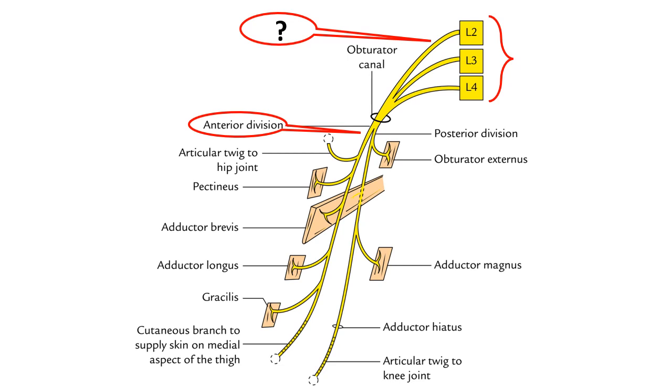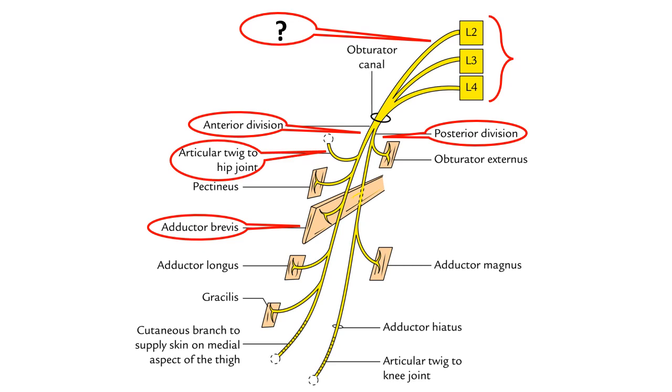The obturator nerve comes out of the pelvis and enters the adductor medial group of muscles and divides into anterior division and posterior division at the upper border of adductor brevis. The anterior division will send an articular nerve to the hip joint, and it supplies the pectineus muscle. The pectineus muscle gets double nerve supply from the femoral and from the obturator nerve.